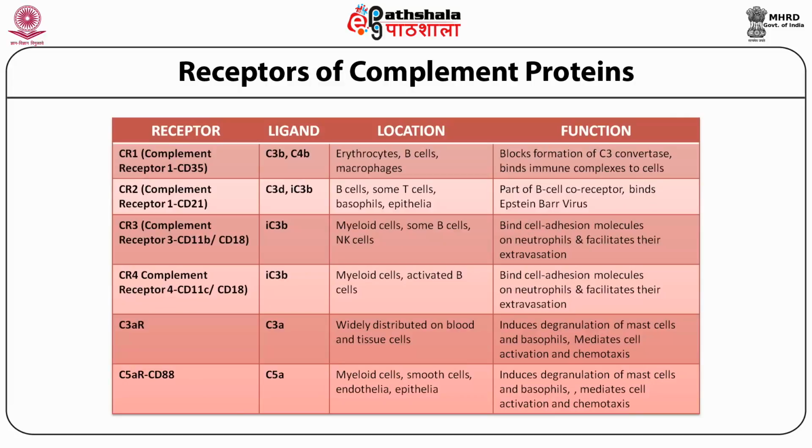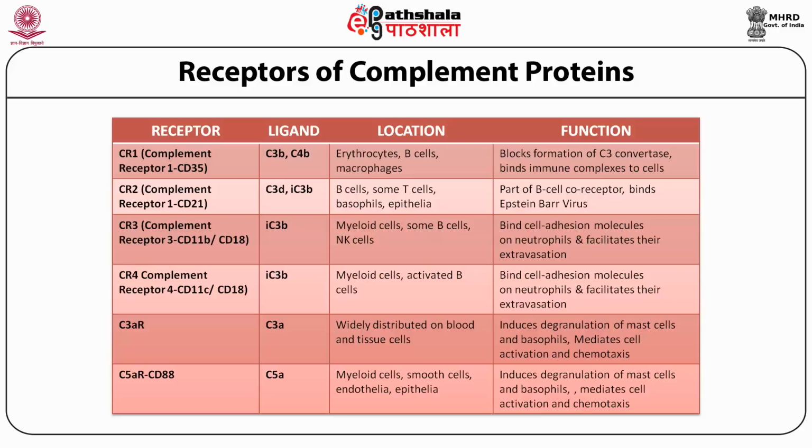The biological activity of the complement system depends on their binding to various receptors present on different cell types. These receptors not only mediate biological function of complement proteins but also regulate them by inactivating the activated form of complement proteins upon binding. Some of the major receptors and the cells which they are present in, along with their ligands and functions, are shown here.